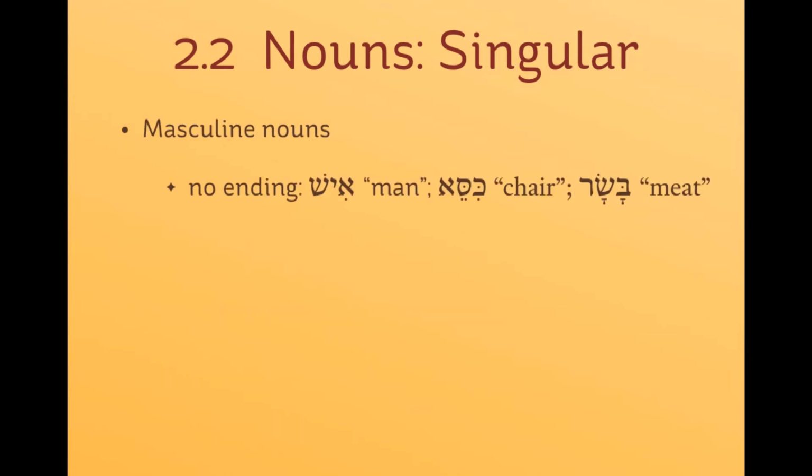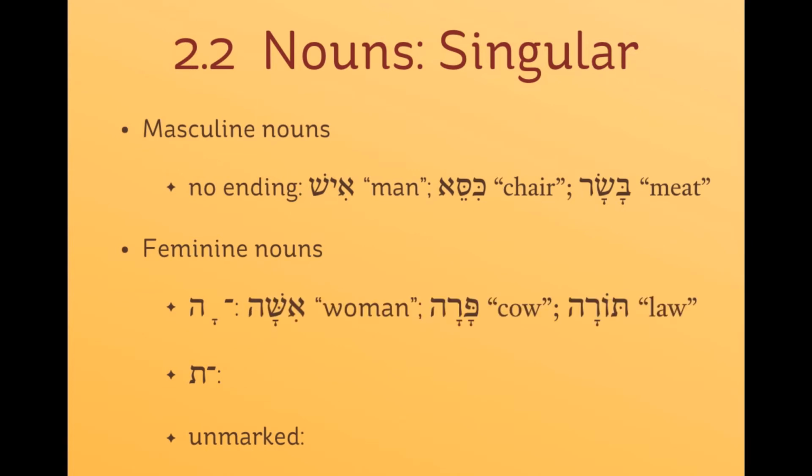And here, like we did with the imperatives, you'd look at the ending. And like the imperatives, the masculine singular nouns don't have a particular ending. You have ish, man, kiseh, chair, basar, meat. All of these are masculine singular nouns, and there's nothing special about how they end. With feminine nouns, for the most part, there is something special. So if a noun doesn't look feminine, you can assume that it's masculine.